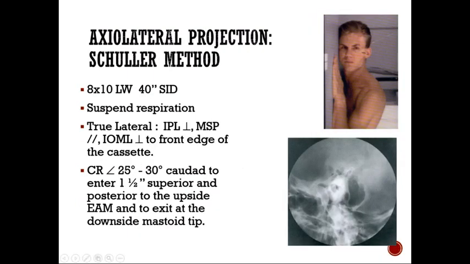The Schuller method, which we'll talk about for TMJs, again has a true lateral position. In this case, the central ray is angled 25 to 30 degrees caudad, entering 1.5 inches superior and posterior to the upside EAM and exits at the downside mastoid tip.